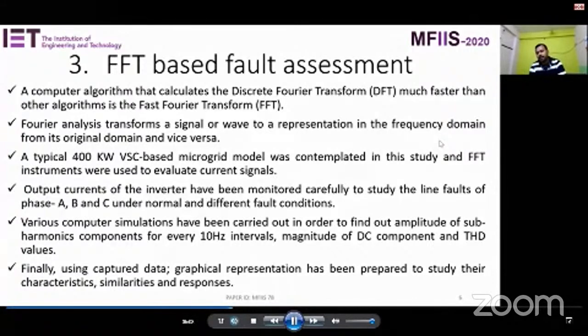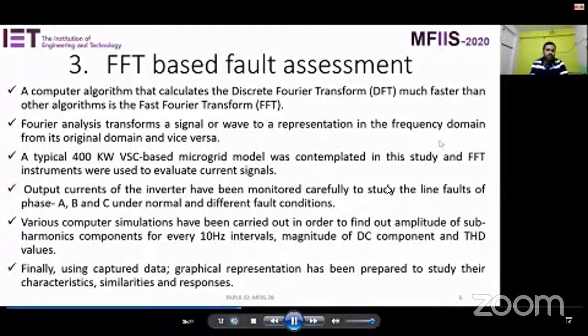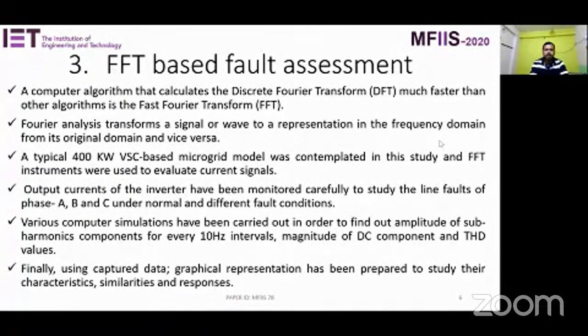Output currents of the inverter have been monitored carefully to study the line faults of phase A, phase B, and phase C under normal and fault conditions. Various computer simulations have been carried out in order to find out the amplitude of the subharmonics components for every 10 Hz interval, magnitude of DC component and THD values. Finally, using the captured data, graphical representations have been prepared to study their characteristics, similarities and responses.